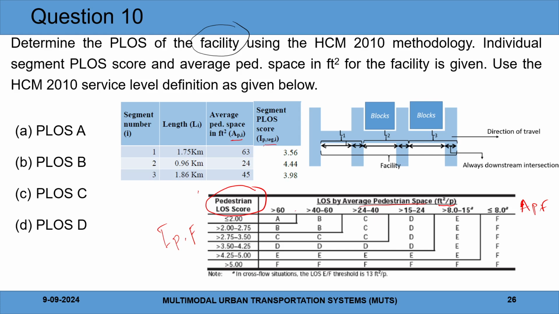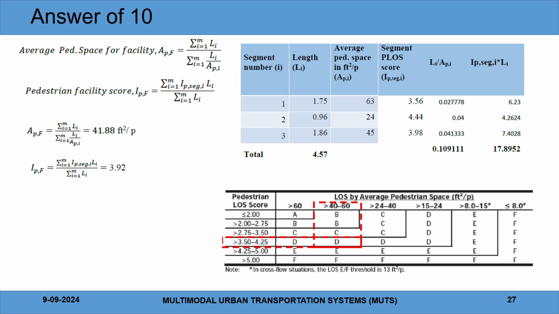I'm directly going to the answer. Here it is still a power cut, so I don't know how long the backup will be there. For this step to calculate the level of service, we need the pedestrian level of service score and level of service by average pedestrian space. These two we need to calculate from this table.